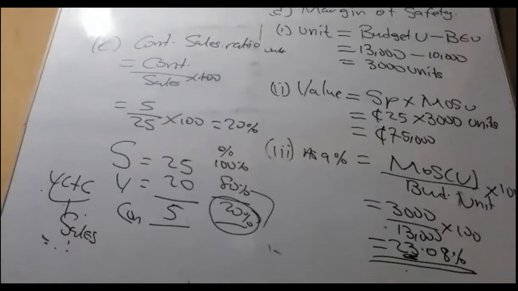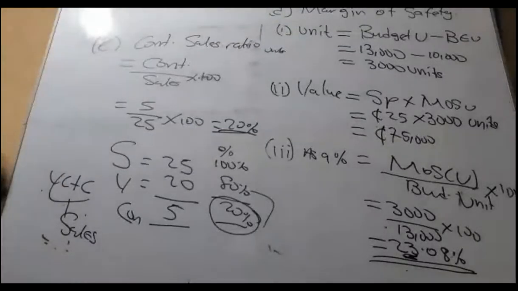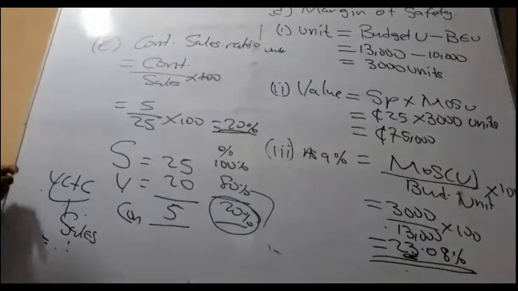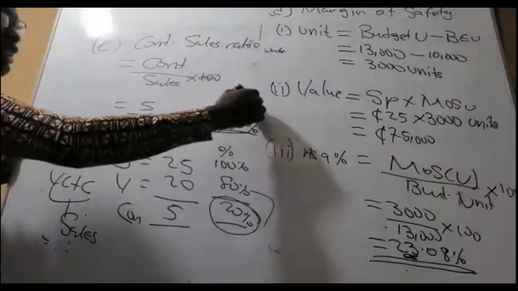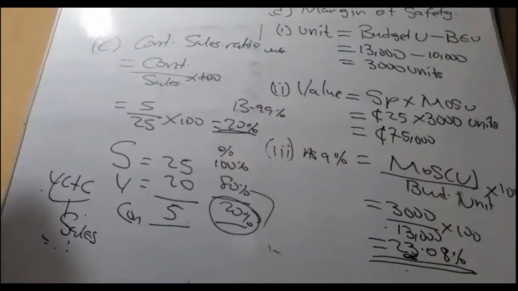Yes. Please familiarize yourself with all these movements, because one of them will present itself in the exam. The straightforward one will not be there. Good. So in this question, the CS ratio is 20%. Then the variable cost to sales ratio will be 80%. What if the CS ratio is 13.99%? What will be the variable cost to sales ratio? That would be 86.01. Good. So that is great.